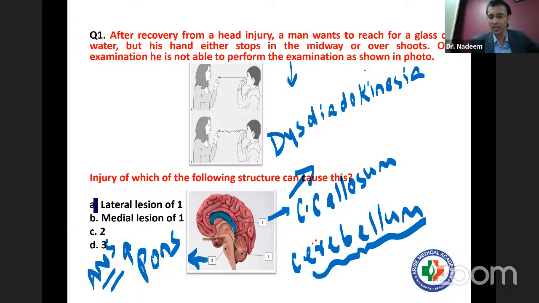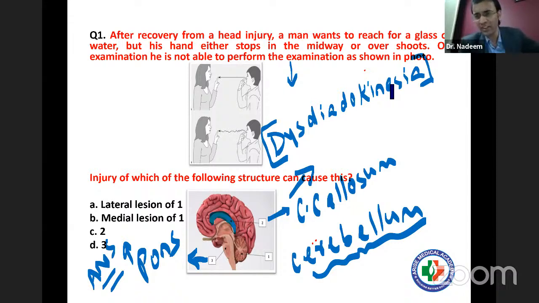Easy to understand. So let's learn here. Whenever there is a lesion at the lateral part of the cerebellum, the patient will have dysmetria and dysdiadokinesia. The patient will have difficulty maintaining the range of motion. When you ask the patient to do rapid alternate movement, which is also a test, to flip his hand like this, he will not be able to perform it. So this is actually dysdiadokinesia.